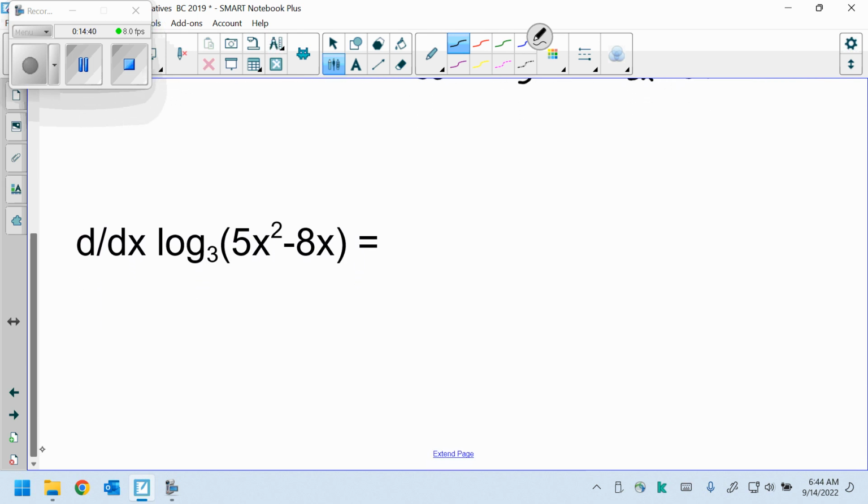If we're doing this guy, log base 3, same thing's going to happen. The derivative is going to be the derivative of the something. It's going to be this 10x minus 8, divided by the same thing, 5x squared minus 8x. But remember, when it's a log base a, that we've got to multiply that denominator by the natural log of that base.